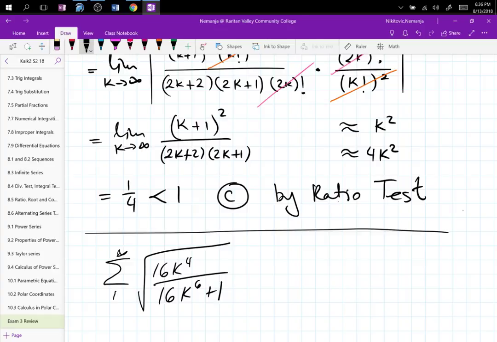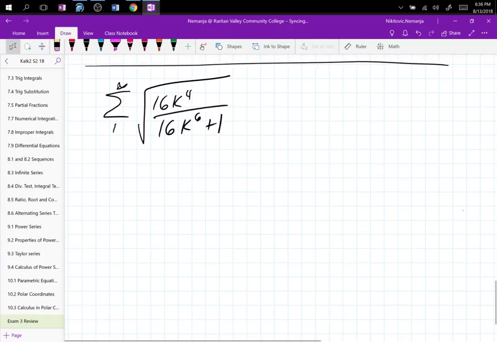Like multiple choice? Yeah, it says use the comparison test with 1 over k, or use the limit comparison test with 1 over k. Nice. So it diverges, obviously. I mean, that's obvious.